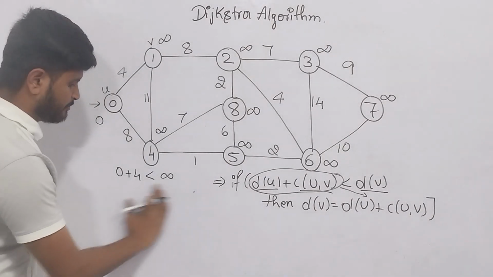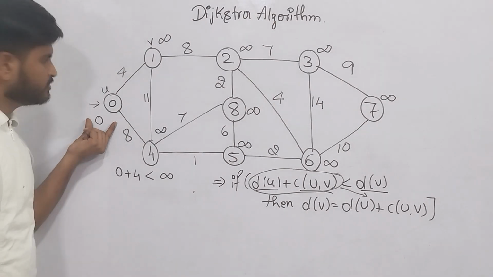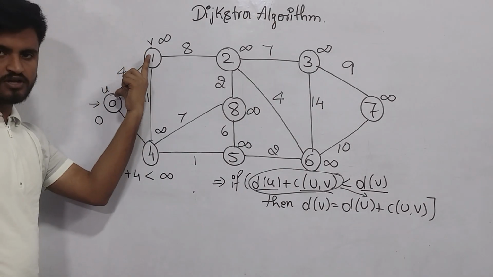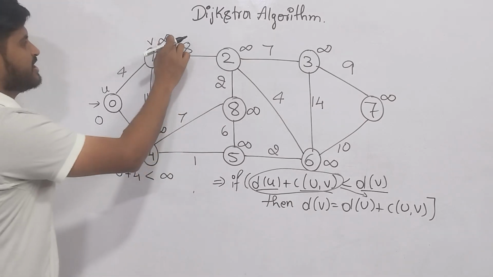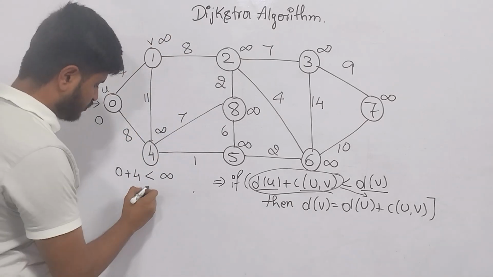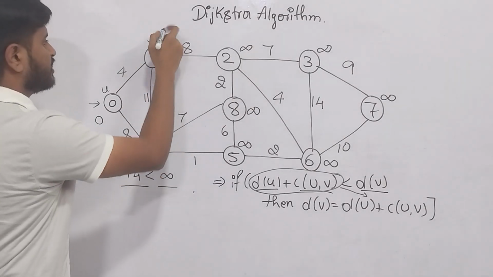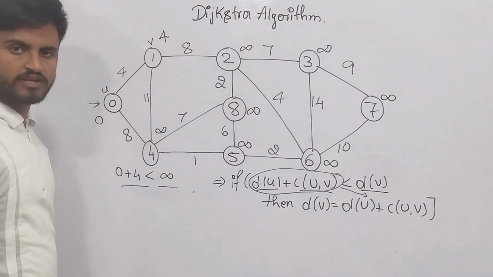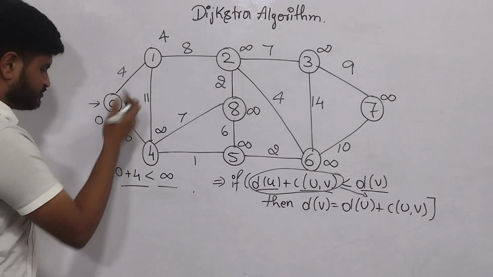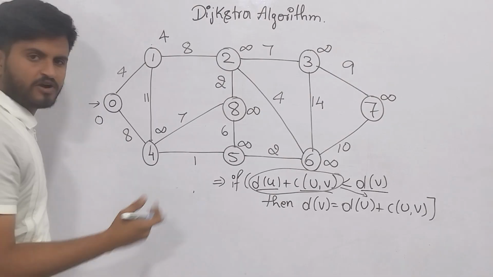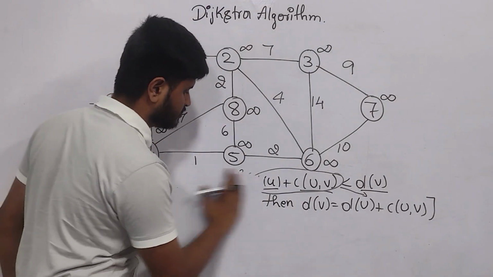So what you must do is just compare. You add the u value, then you add cost of u comma v, then you compare it with the d of v value. Whichever has the smaller value, you write there. Now the smallest value is 4, so I wrote 4 there instead of infinity. Now you don't need to take u comma v like that. Just solve the problem and you will get to know.